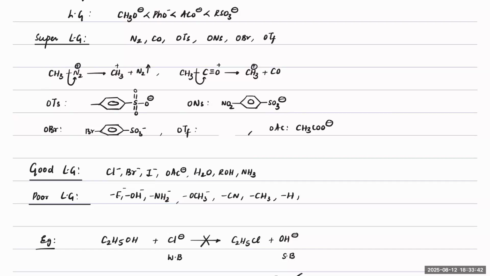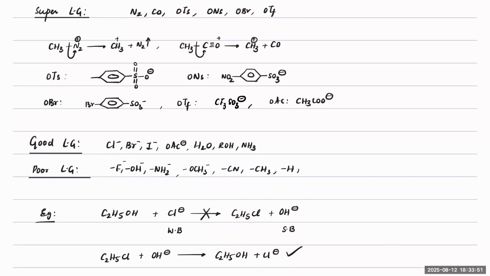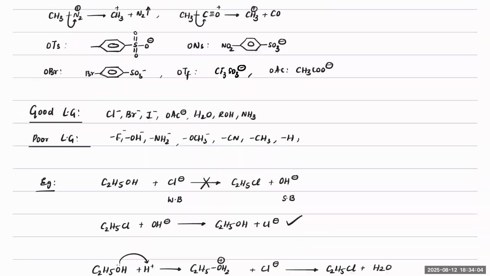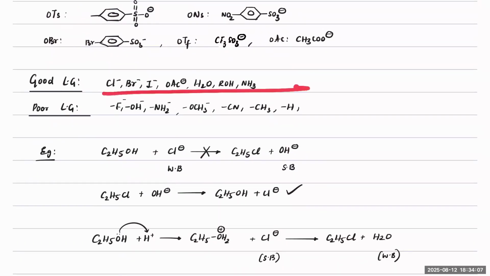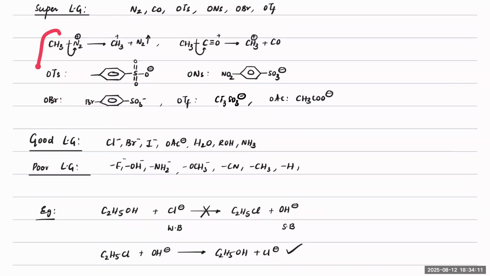Let me rewrite that. CF3SO3 minus. Okay, not CO minus. This is called triflate. Clear? So this is also very, very strong. OAc is moderate but a good leaving group as well. Now you can notice that these are all good leaving groups. They are not extremely great, unlike these cases, but all of them are good leaving groups.